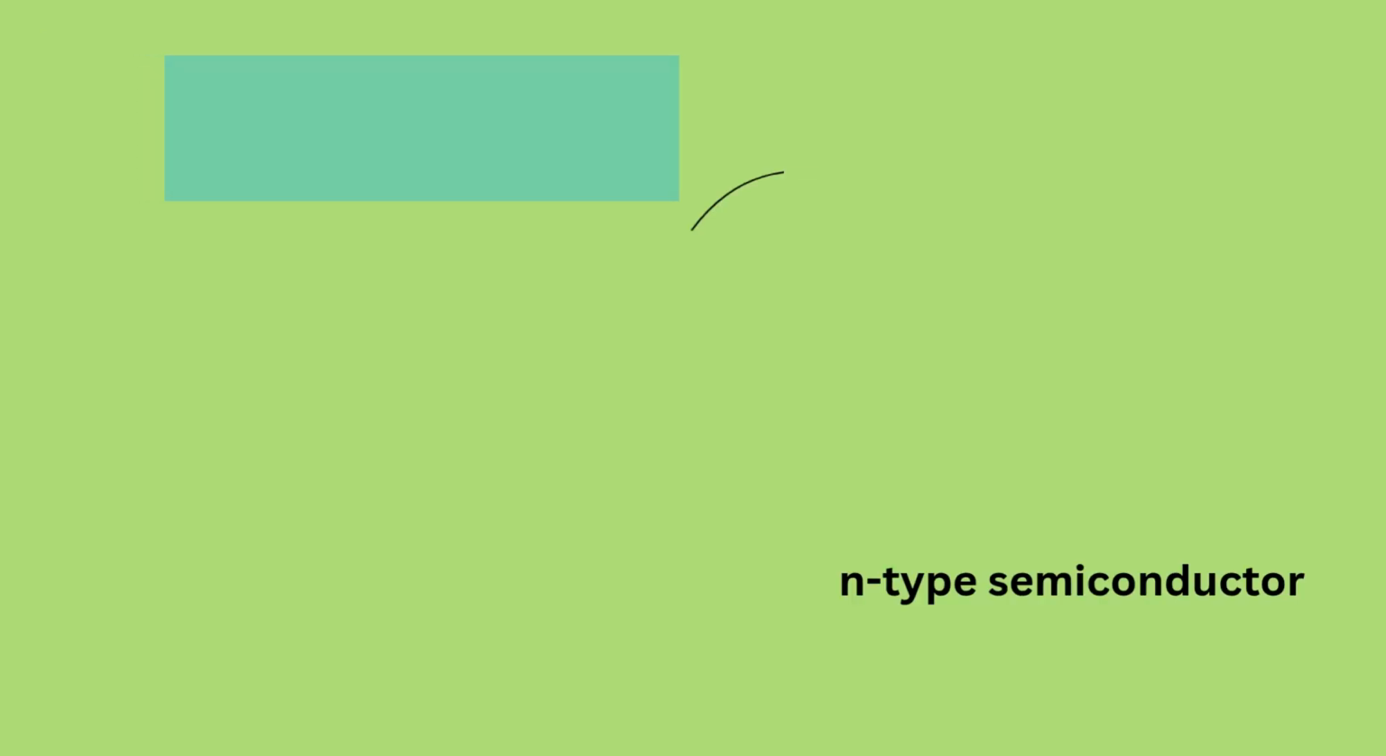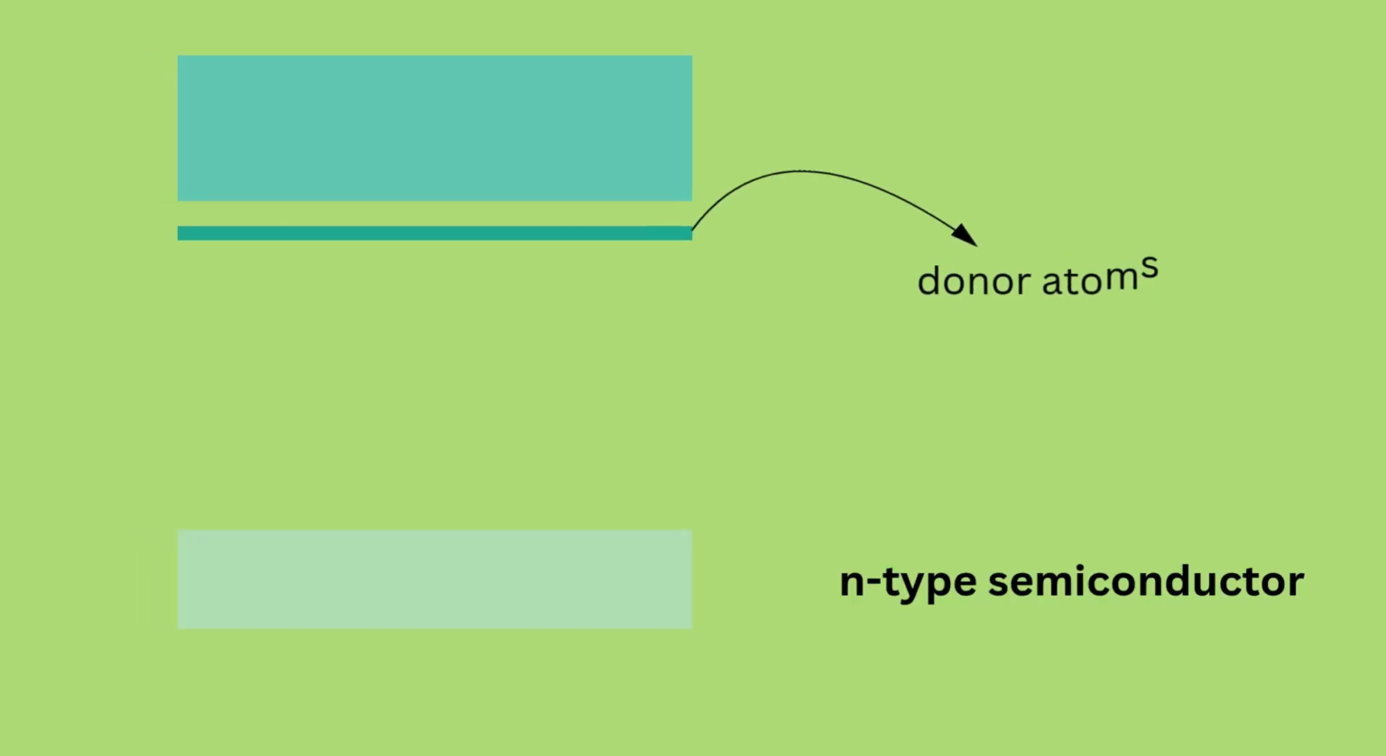Now, the energy band diagram of doped semiconductors is slightly different. In n-type semiconductor, the extra electrons from the donor atom have energy levels just below the conduction band, so they can easily jump up and conduct. In p-type semiconductors, the acceptor atoms have energy levels just above the valence band, making it easy for the electrons to jump and leave behind the holes.